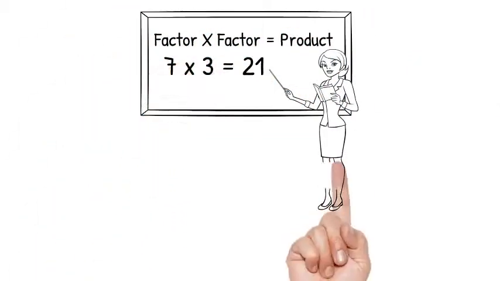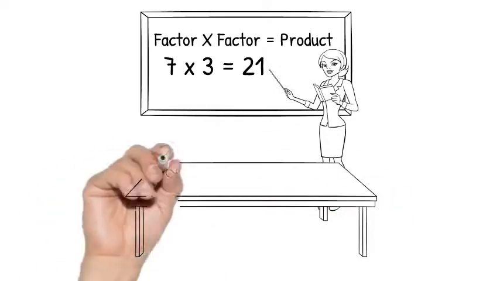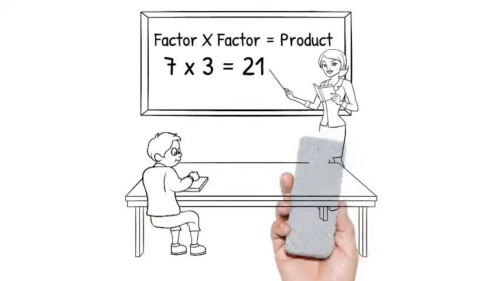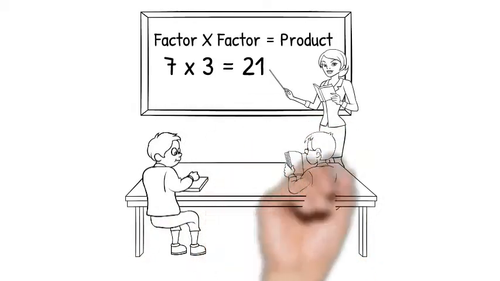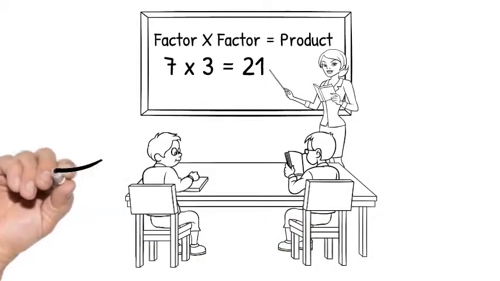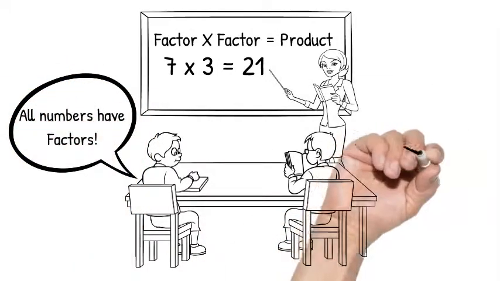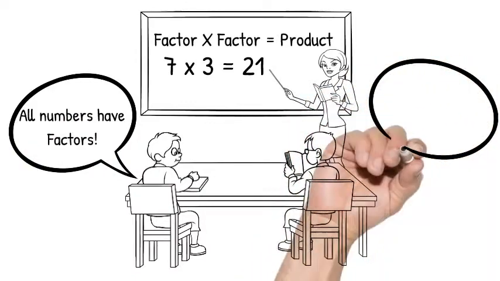Two numbers multiplied together give you a product. Every number has a factor in its life except for prime numbers, because prime numbers are special and they can only be multiplied by 1 and themselves. So that's a little bit of what we've learned today.